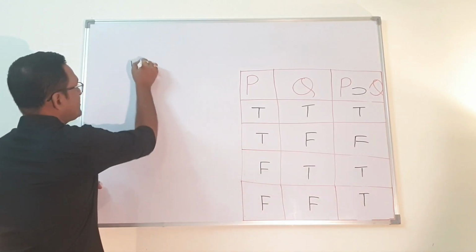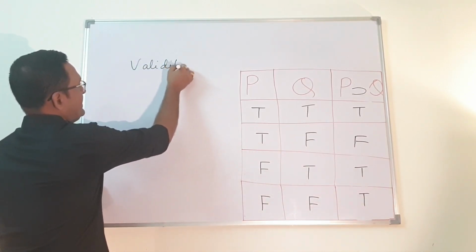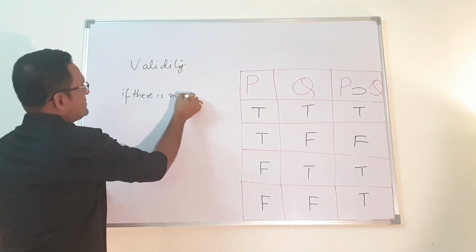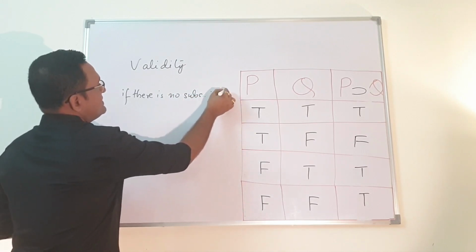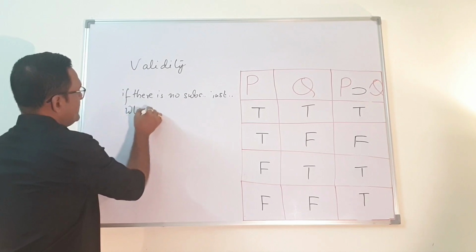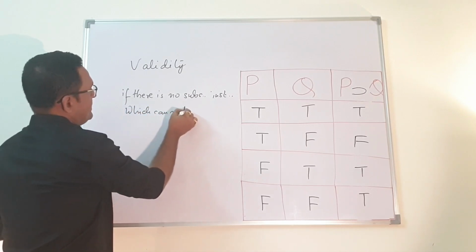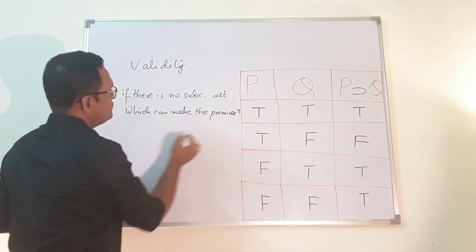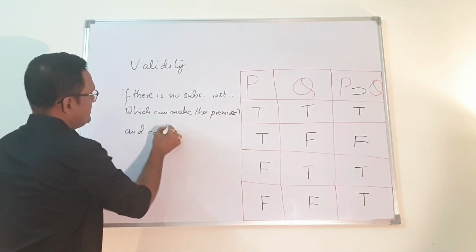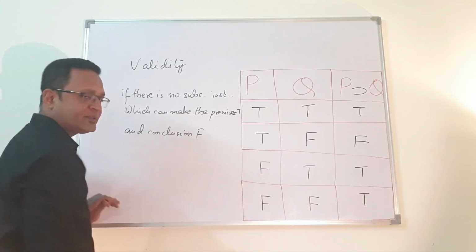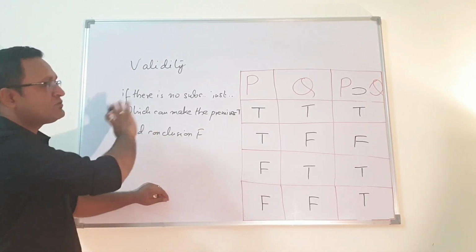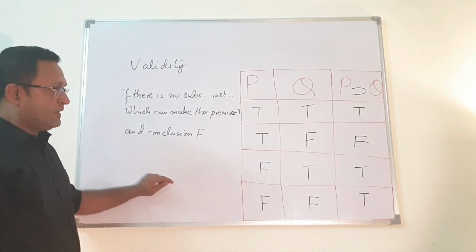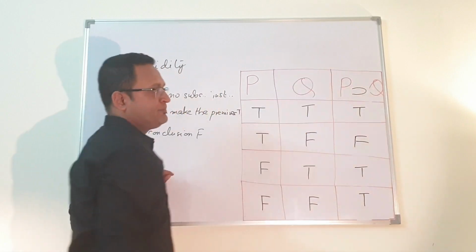You know the definition of validity. We understood the definition of validity as: if there is no substitution instance which can make the premises true and the conclusion false, right? So this was the definition of validity. If there is no substitution instance which can make the premises true and the conclusion false, then the argument is valid. This is basically the nature of validity, right?